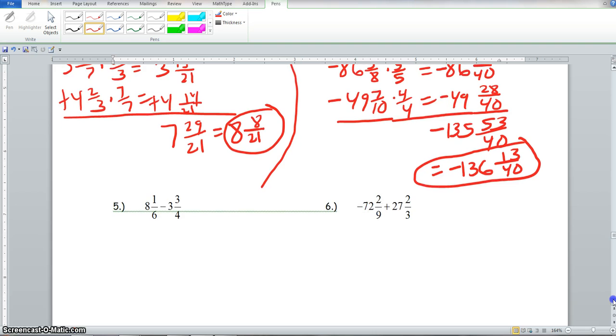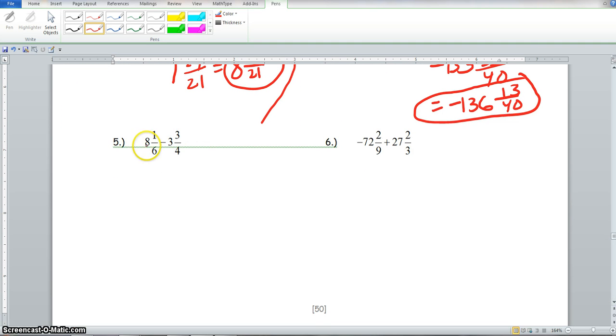Now, we scroll down here to number 5. Now number 5, we set this up the same way. We add 8 and 1/6 minus 3 and 3/4.